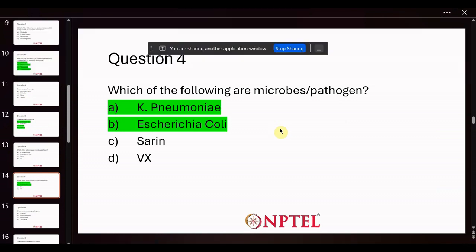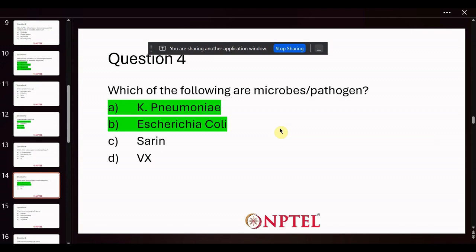Any microbe or pathogen will have two names, like Escherichia coli, or Klebsiella pneumonia. Escherichia is the main family to which the microbe belongs, and coli is the subspecies of that microbe. Every microbe will have a two-part name. So that is a basic hint which you can use in your exam.